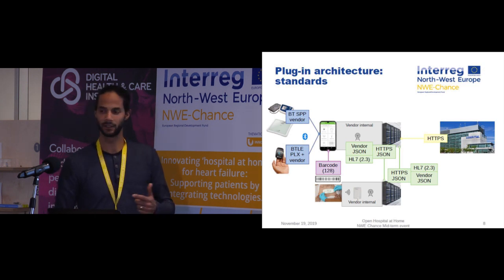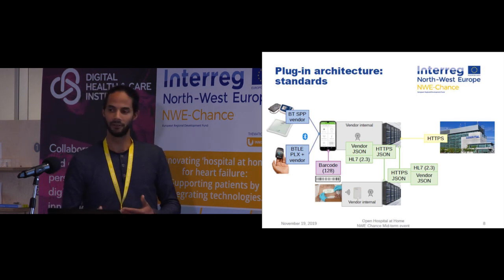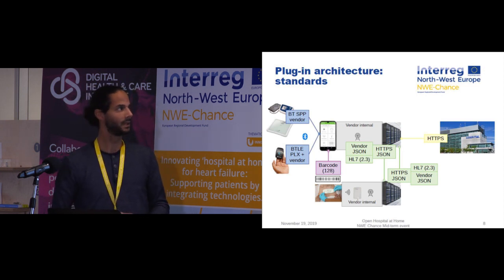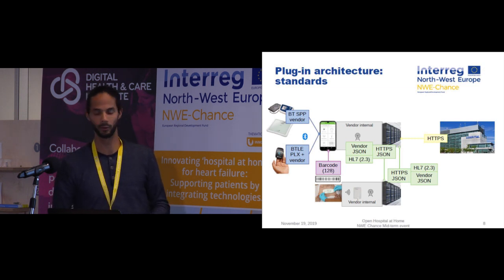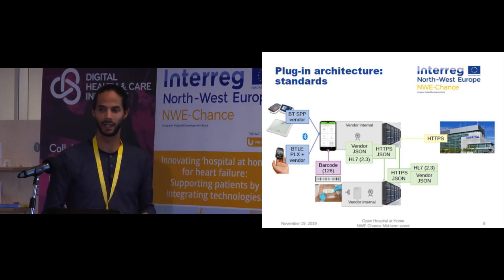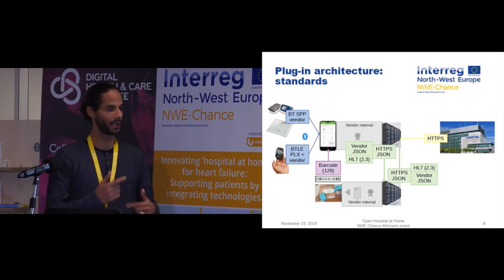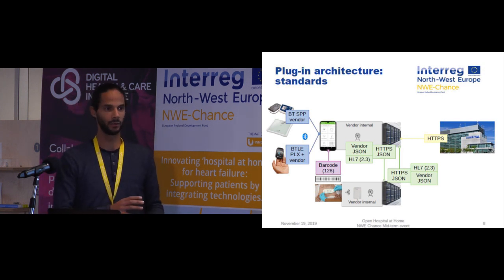For example, the weight scale and blood pressure monitor have a very vendor-specific protocol over an older Bluetooth version. The pulse oximeter is a little bit better because it supports the Bluetooth Low Energy pulse oximeter protocol, so you can switch it out with any other pulse oximeter that supports that. But if you want to go more advanced, you again have to read the vendor manual.